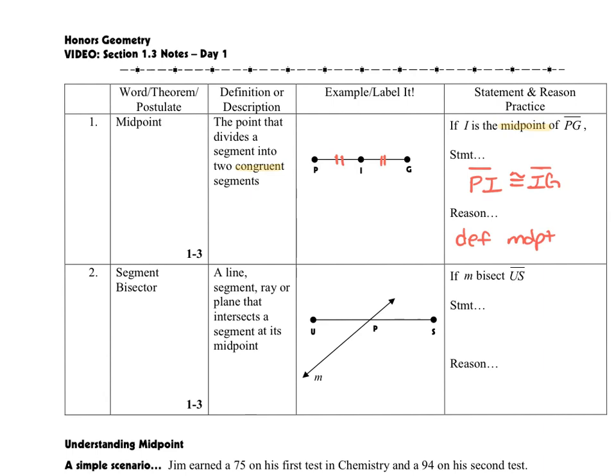All right, segment bisector. Now, segment bisector is going to be important for you to understand. We're going to have many kinds of bisectors: a segment bisector, an angle bisector, and a perpendicular bisector. So we do need to keep these straight. So a segment bisector can be basically any object, a line, a segment, a ray, or a plane, basically any kind of geometric object that's going to intersect a segment at the midpoint. And again, that's a really important piece of language there. It's going to intersect at the midpoint.